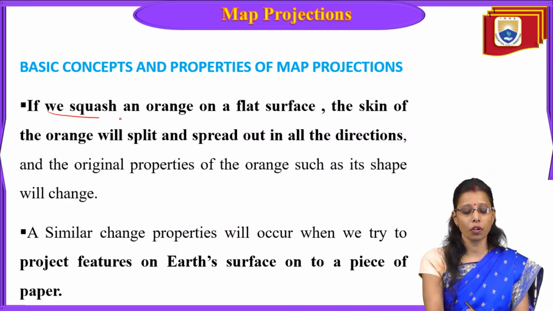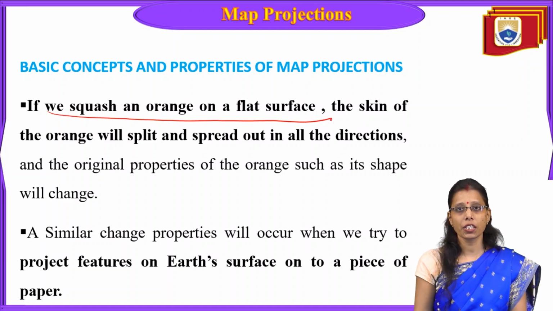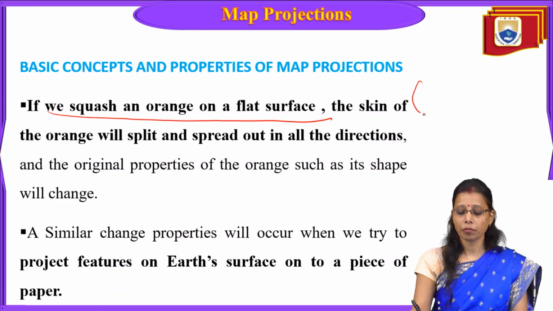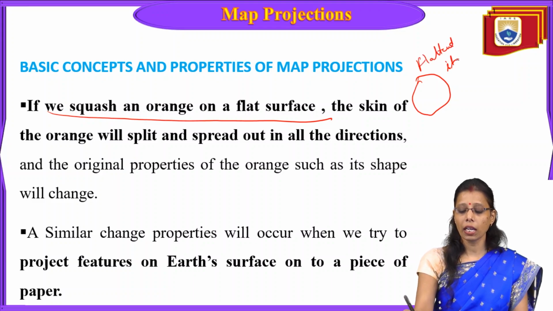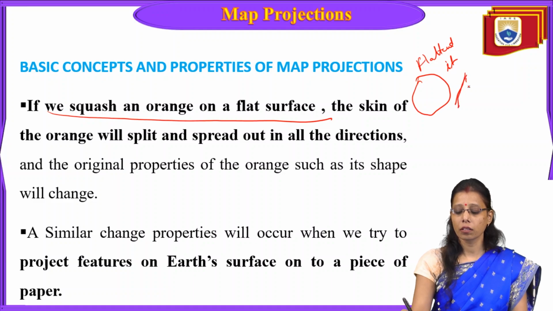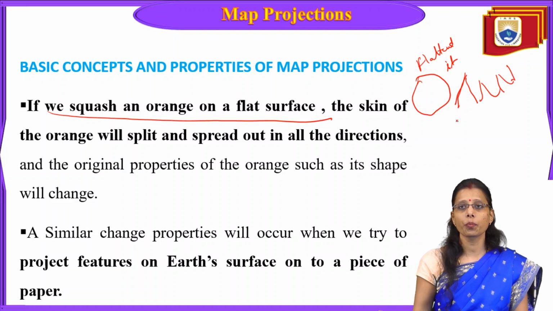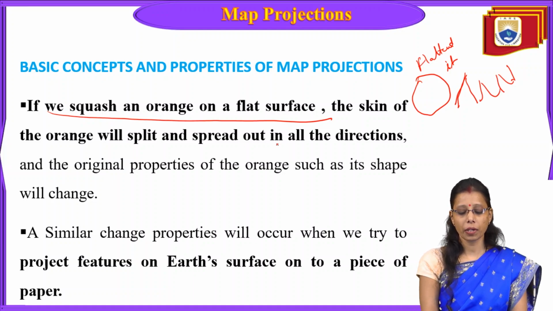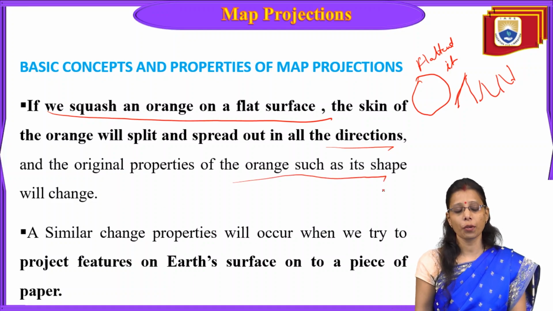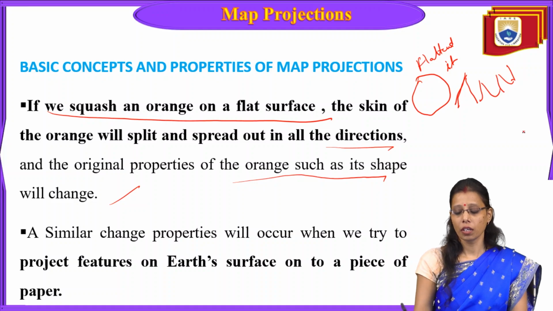Here we have an example of an orange. If we squash an orange on a flat surface, or flatten it, what will happen? It will spread like this. After flattening, it will lose its properties. The skin of the orange will split and spread out in all directions, and the original properties of the orange, such as its shape, will change.